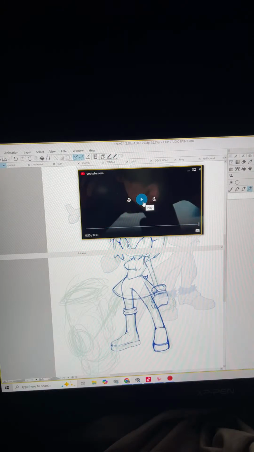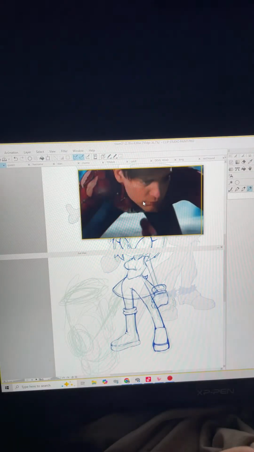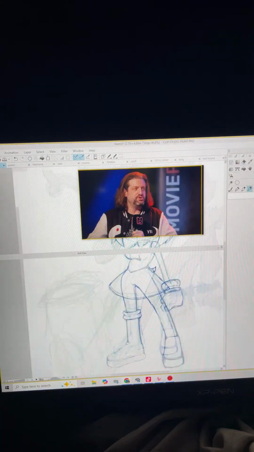You know what? If you drop a disco, I'll just give you a chibi head. I'll draw a little chibi head.